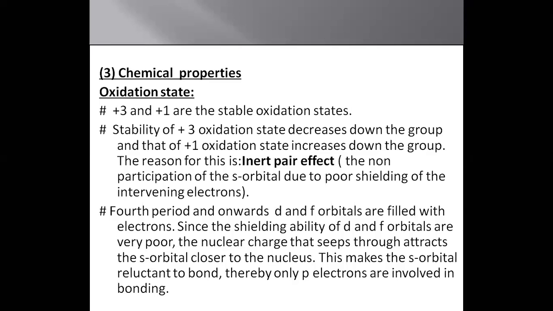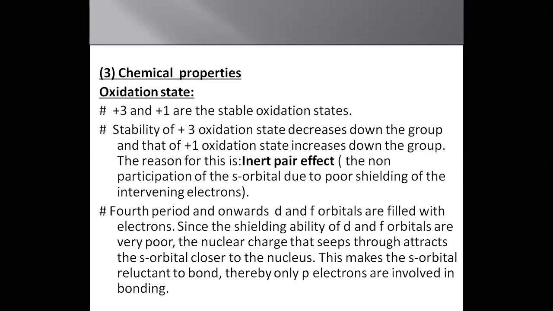For example, for boron and aluminium, the +3 oxidation state will be stable. Whereas for gallium, indium, and thallium, we may say that the +1 oxidation state is more stable compared to the +3 oxidation state. That is the reason we use the term inert pair effect. Inert pair effect of what? The non-participation of the s orbital. Because of what reason? The poor shielding effect of the D and F electrons, which is clearly mentioned in points two and three.